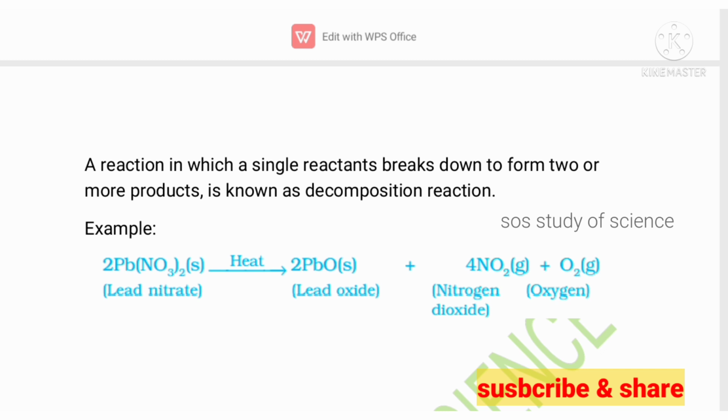Students, you can expect this for either 1 mark or 3 marks. Decomposition reactions are very important.